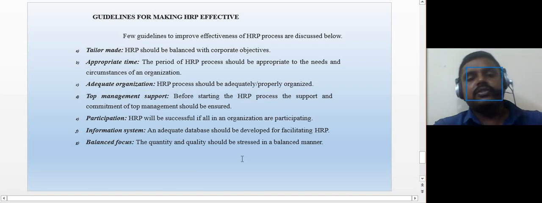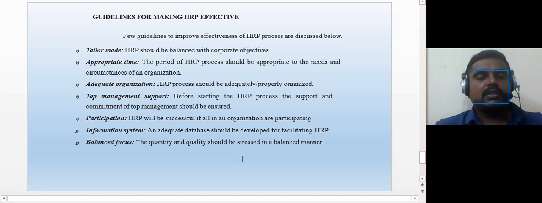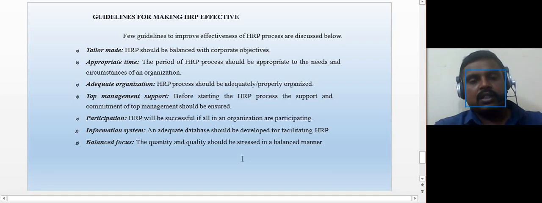A few guidelines to improve the effectiveness of the HRP process are discussed. The first one is called tailor-made. We can customize all those things. HRP should be balanced with the corporate objectives, because corporate objectives always talk about change, modernization, technology, and target-based objectives, and how to move on with that.